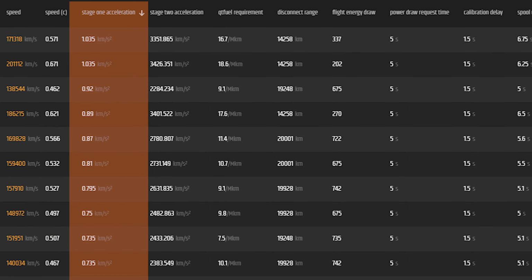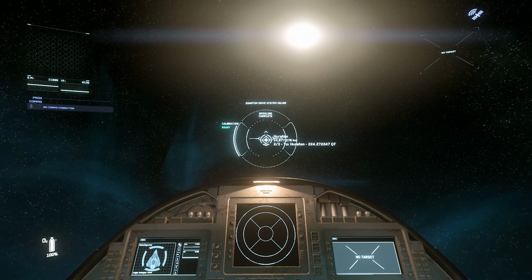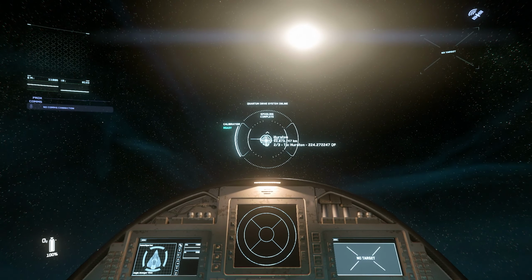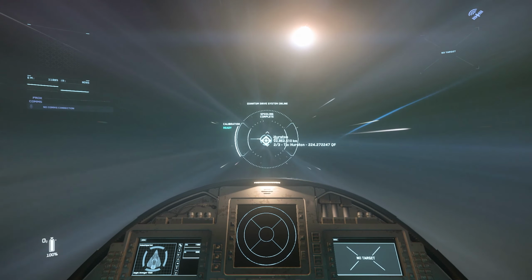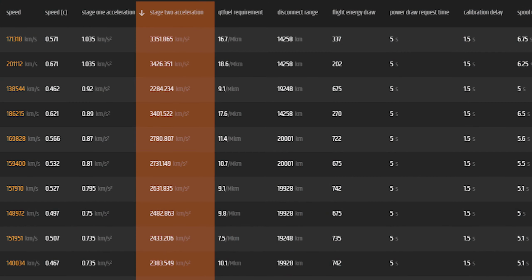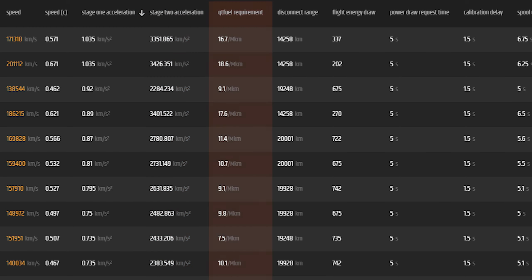Stage 1 acceleration is how quickly your ship accelerates during the initial section of quantum travel. That's between triggering QT by holding B, but before the blue warp field effect appears. Stage 2 acceleration is how quickly your ship accelerates to its maximum quantum travel speed once the blue warp field is activated. Fuel requirement is how much quantum fuel your drive burns per million kilometers travelled.